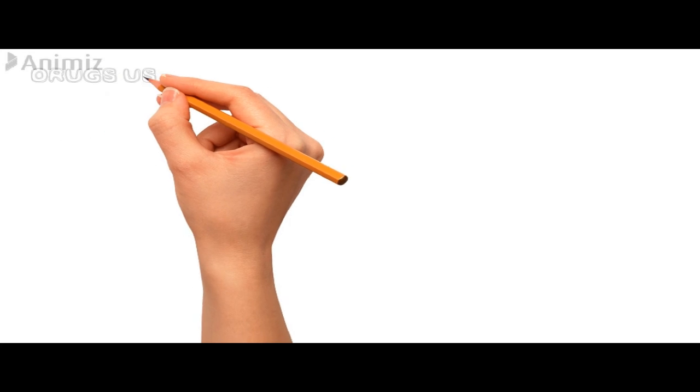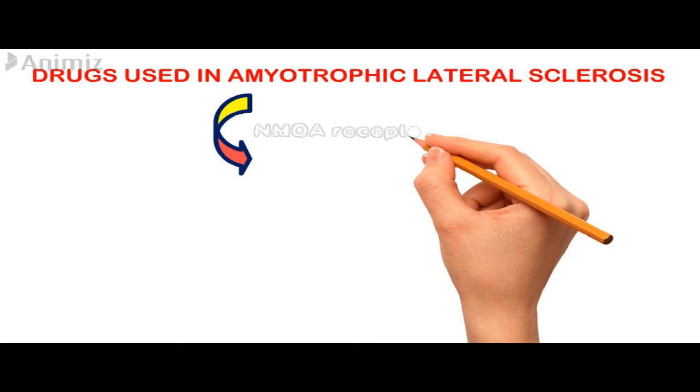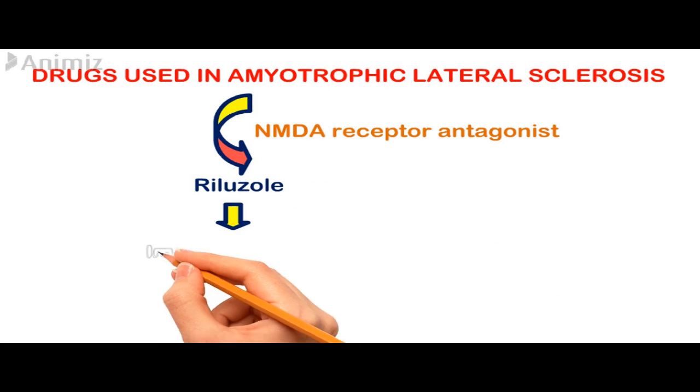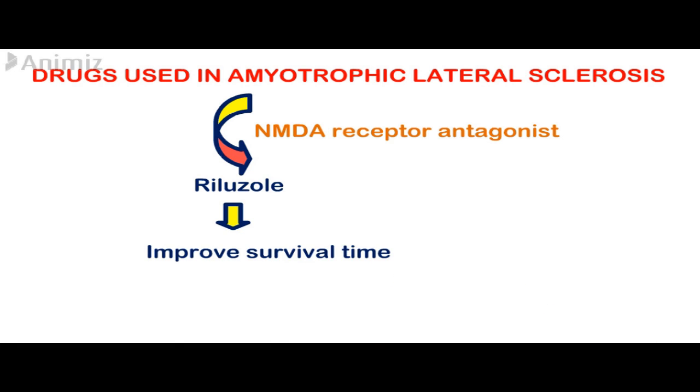The last neurodegenerative disease will be amyotrophic lateral sclerosis, and another NMDA receptor antagonist is approved for this disease, which is riluzole. This drug improves the survival time and delays the need for ventilator support in patients with ALS.